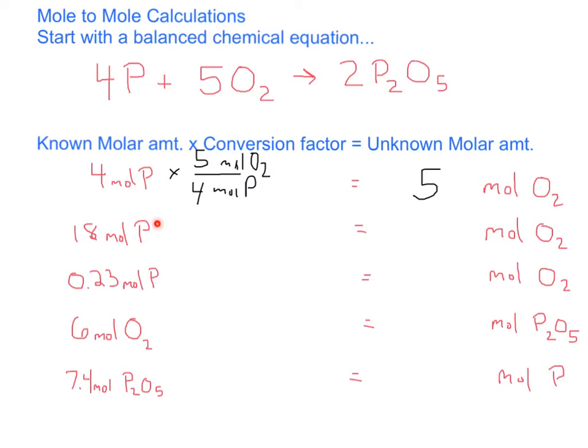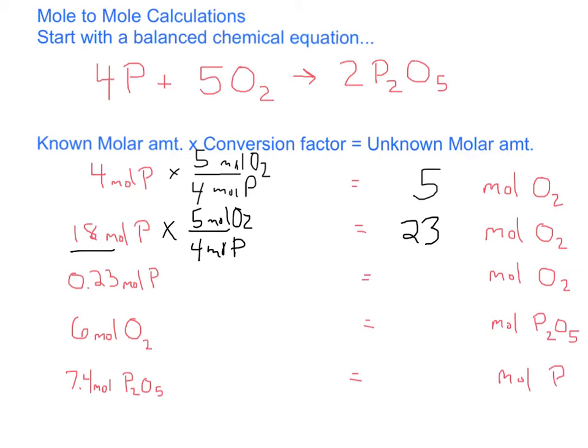Well, that is the very same setup. It's 5 moles O2 to 4 moles P. And that equates out to be 22.5. So with sig figs, we're going to write 23 moles of O2. So again, we're multiplying the given amount times the mole ratio of 5/4.